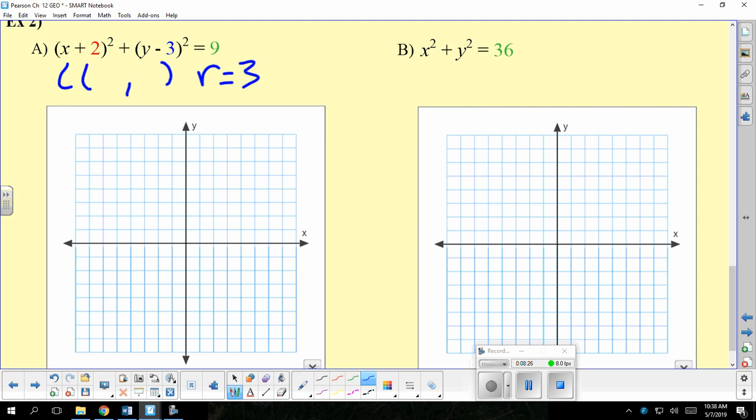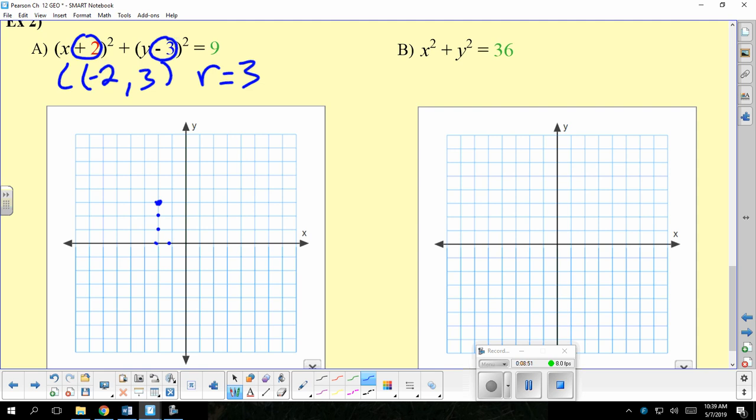And then the center, remember it's x minus something, so we have to take the opposite of whatever these values are for our x and y coordinates. So the opposite of +2 is -2. Opposite of -3 is +3. So I'm going to graph each of these. So -1, 2, up 1, 2, 3. There's the center of my circle.